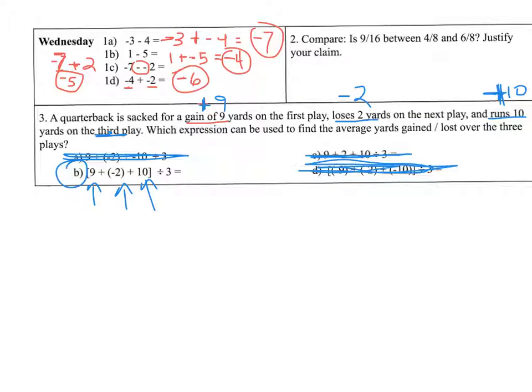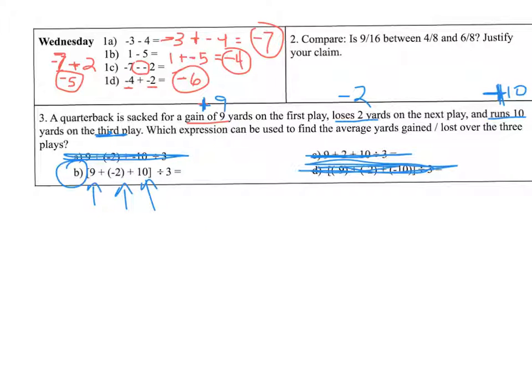And also, we have to put parentheses around it. And brackets are like parentheses in order to be able to do the addition first before dividing. If not, then we would be forced to go 10 divided by 3 and then add the others. And that's not how you find the average.